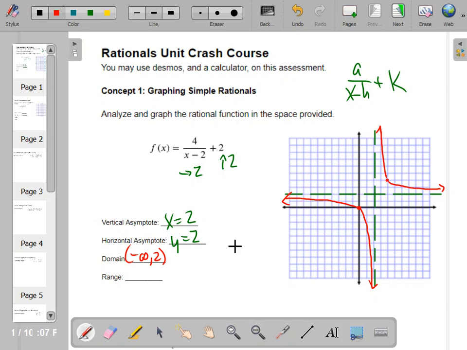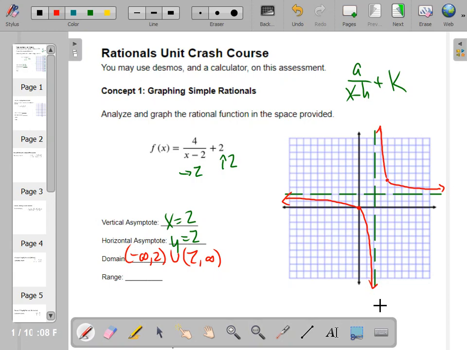That's because you cannot divide by 0. If you plug in positive 2, 2 minus 2 is 0, you break the function. But we also have this side, so we'll say union, start at positive 2, and then it goes forever to the right, 2 to infinity. So from negative infinity to 2, pick up your pencil, 2 to infinity.